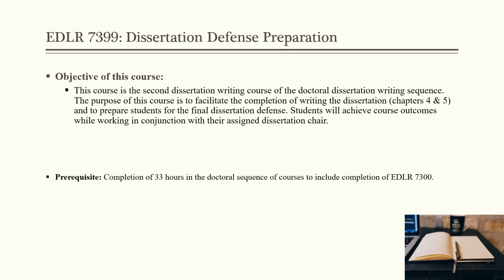The prerequisite for 7399 is 7300 and completion of 33 hours in the doctoral sequence. In 7300, you completed chapters 1, 2, 3, your preparation proposal, and your IRB. So 7399 begins where 7300 ends, with the analysis of your data and the organization and writing of chapters 4 and 5, as well as a draft of your final dissertation defense PowerPoint.